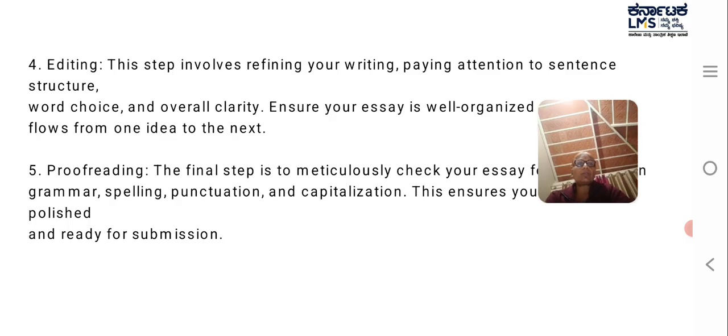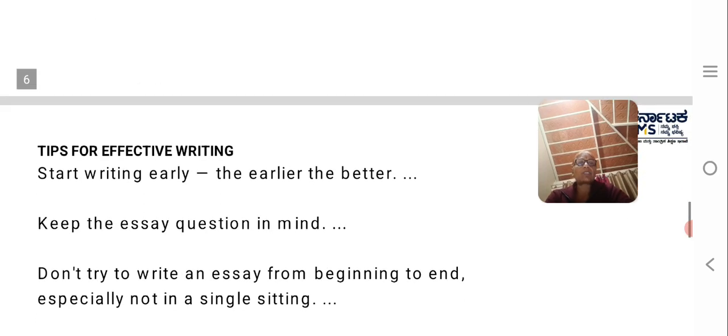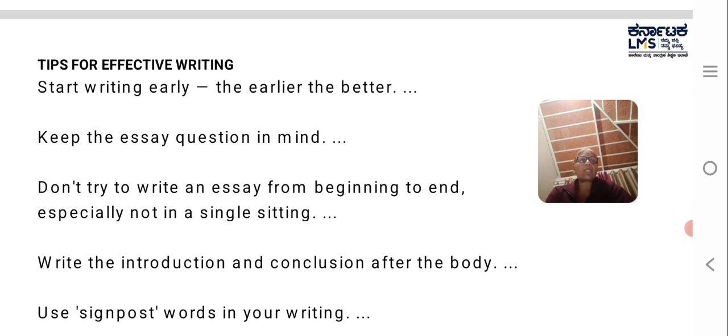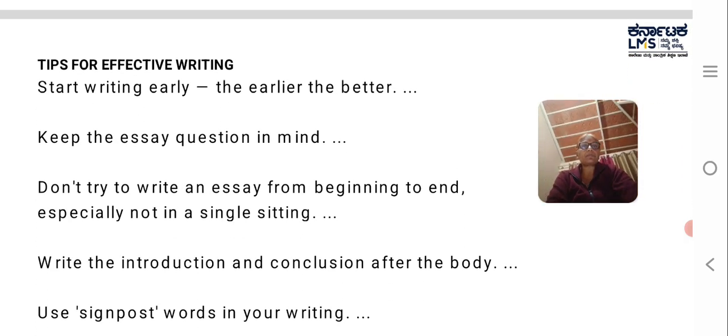So these are some initial steps which you have to take while writing an essay. Here are some tips for effective writing. Start writing early. Early means at a young age. Right from high school, if you have begun to write small paragraphs or short notes or anecdotes or some observations, it will be better.